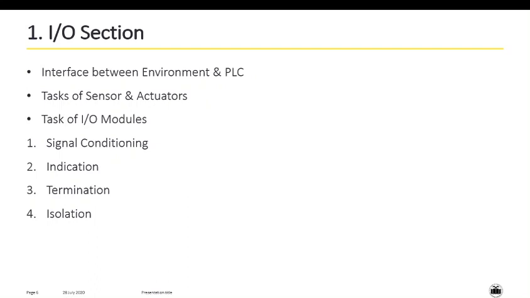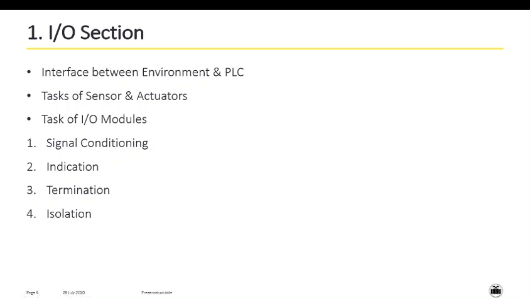So first one is IO section. IO section establishes the interface between the environment and the PLC. As I have told you, it senses the physical parameters and converts it into the electrical signal. So it takes the signal from environment and gives it to the input module of the PLC. So it is just the interface between environment and the PLC. For this interface purpose, these tasks are done by sensors and the actuators.